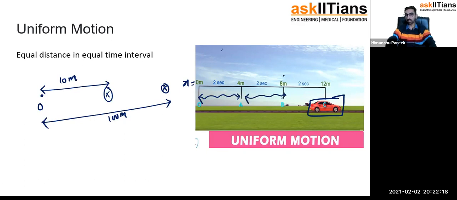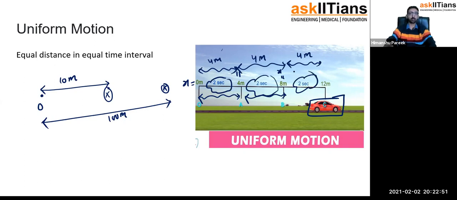These are the coordinates, guys. X is equal to 8, x is equal to 4 coordinate. So what will be this difference? The difference will be again 4 meters. So all these differences, are you getting my point? Basically the distance traveled is equal in equal intervals of time. In each 2 second interval, the body covered 4 meters of distance.